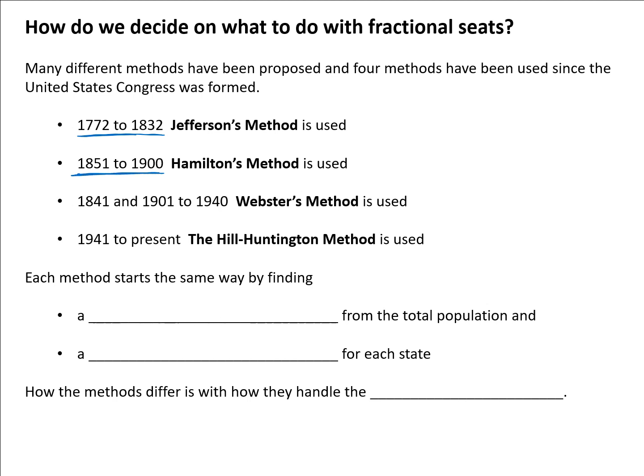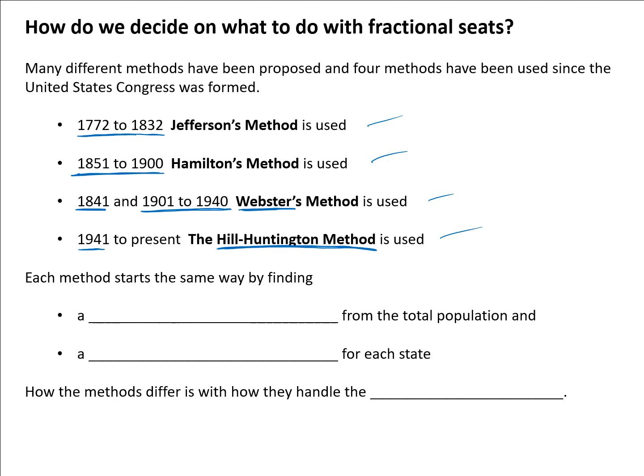Now, as I mentioned, many methods were proposed, including, while Jefferson's method was being used, a method called Webster's method, named for a Congressman, Webster. It was used once in 1841 and then abandoned for Hamilton's method and then used again in the early 1900s repeatedly. But then in 1941, a new method was proposed by a leader in the Census Bureau. The Hill-Huntington method was proposed, and it's the one that's been used from 1941 to present. So these are the four methods that have been used to apportion seats in Congress.